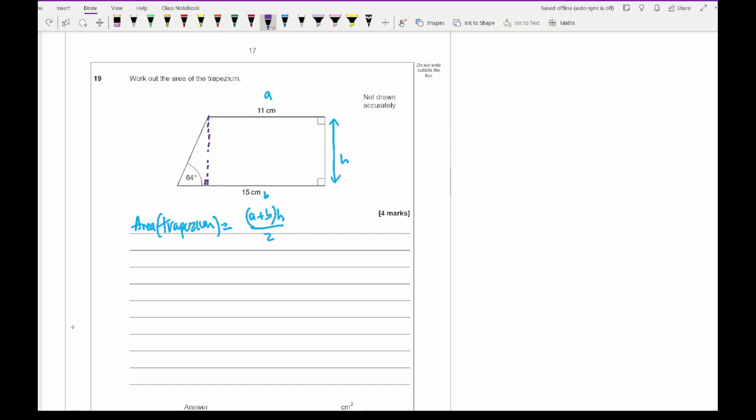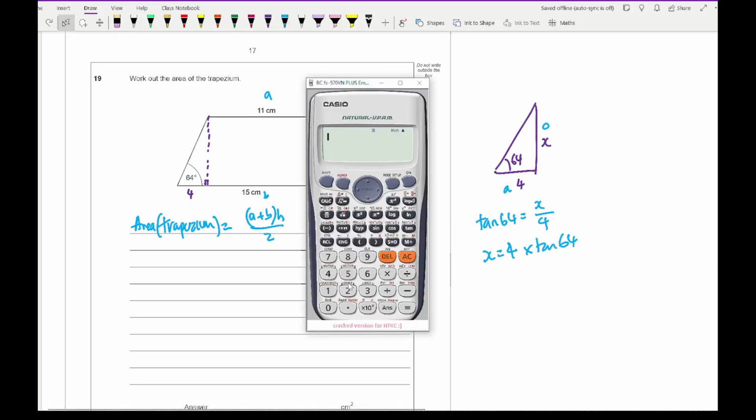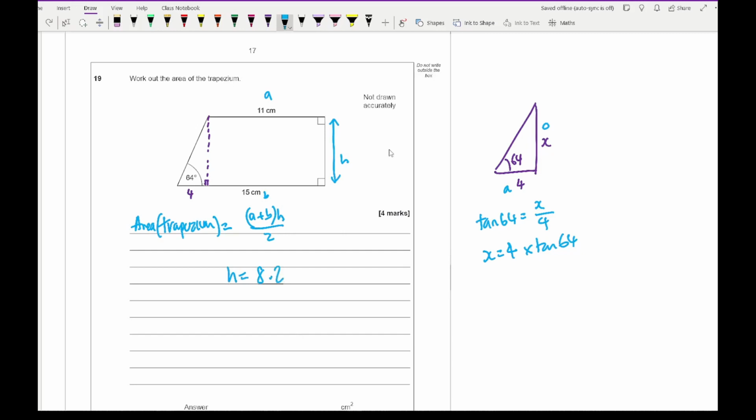So for this, the difference between the two lengths is 4. So what I've got is my triangle. This is 64, this is 4, and I need to work out what this length here is going to be. So using trigonometry, labelling the triangle, I've got the opposite, I've got the adjacent. So tan 64 equals x over 4, so x equals 4 multiplied by tan 64. Now if I just type that into my calculator, 4 times tan 64, that gives me an answer of 8.201. So here h equals 8.201.